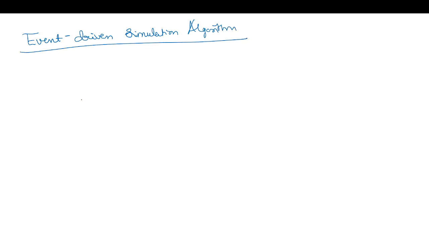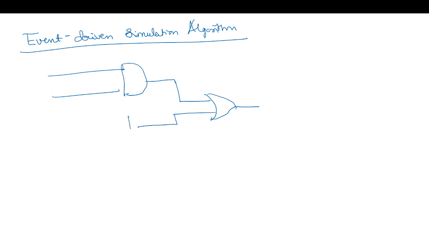So okay. So now we will take one example for an event-driven simulation algorithm. So if we consider this logic state, A, C, B. Now if we consider A equal to 1, C is equal to 1, B equal to 1.